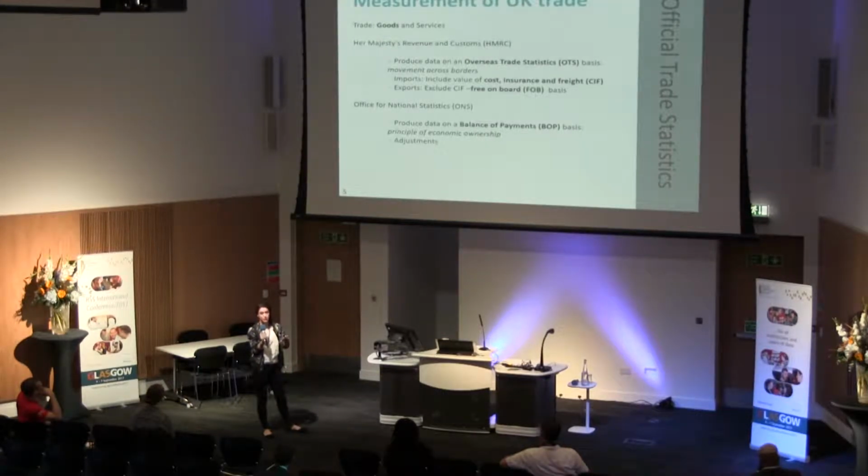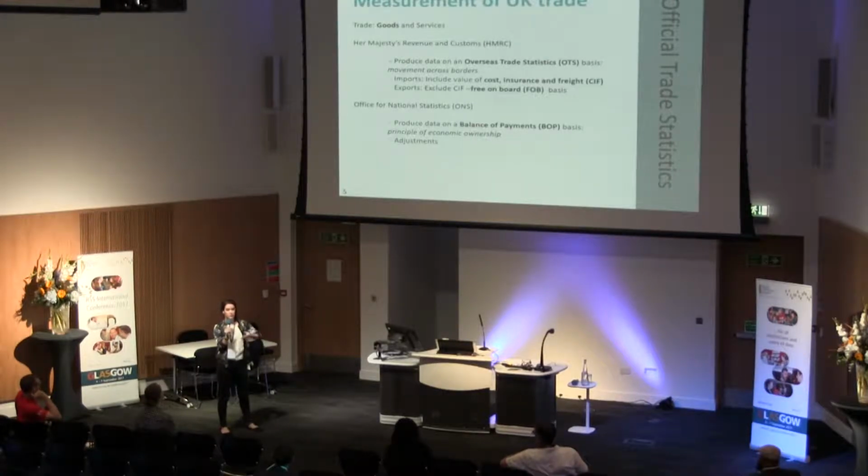Trade in goods data is more tangible, it's easier to measure, so it's a good starting point with which to look at trade asymmetries. We get our trade in goods data from HMRC. So HMRC compile their trade in goods data on what we refer to as an OTS basis, Overseas Trade Statistics basis. So HMRC records their data through customs duties, essentially. This means they're interested in movement across borders, so they record where the good physically is.